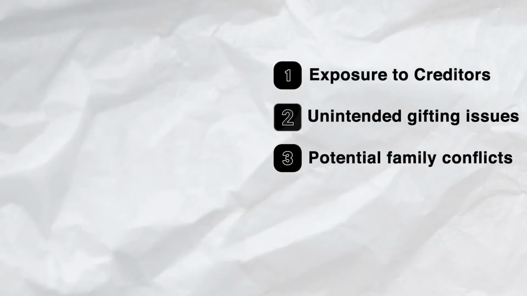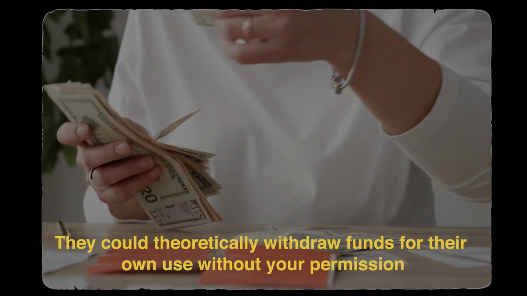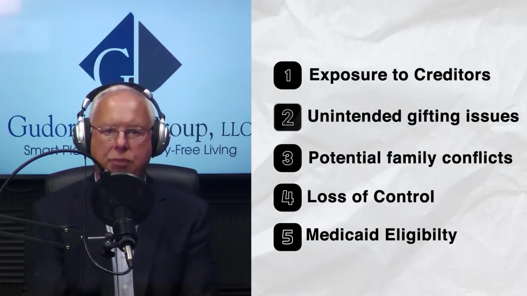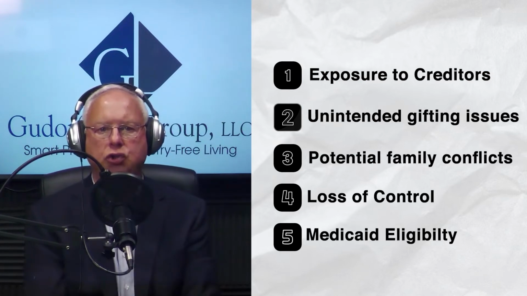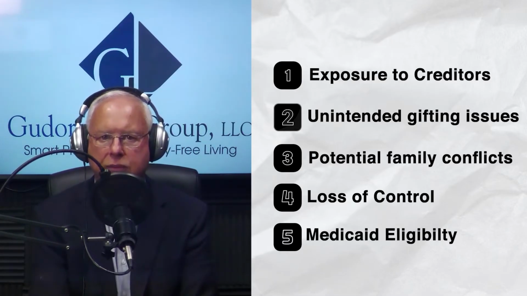Number three, potential family conflicts. Adding one child to your account but not others can create perceptions of favoritism or unfairness, potentially leading to family discord after your passing. Number four, a loss of control. While you might trust your child implicitly, adding them as a co-owner gives them equal rights to the funds in the account. They could theoretically withdraw funds for their own use without your permission. Number five, Medicaid eligibility. If you need to apply for Medicaid to cover long-term care costs, jointly held accounts are typically considered available assets, potentially affecting your eligibility for Medicaid.